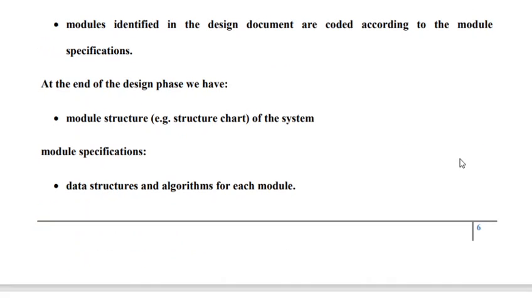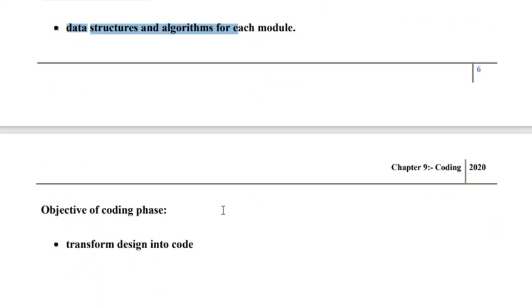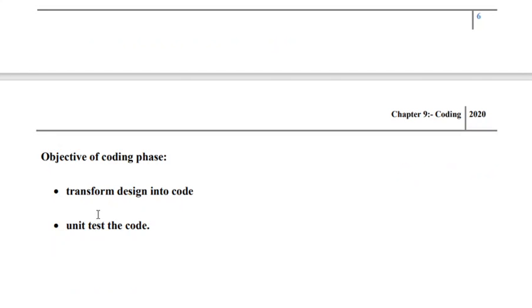So at the end of the design phase, what we have is the module structure of the system, where modules are organized, and with each and every module we have a module specification that emphasizes the algorithm and the data structure to be pursued for realizing a particular module. So the objective of the coding phase is to transform design into code and to unit test that particular code.